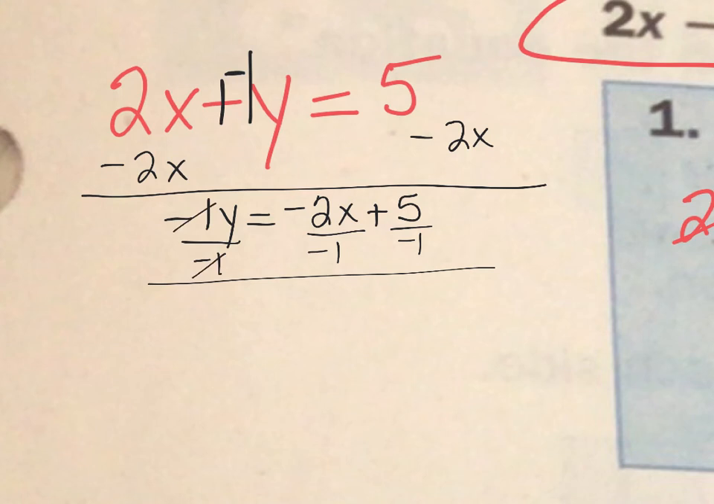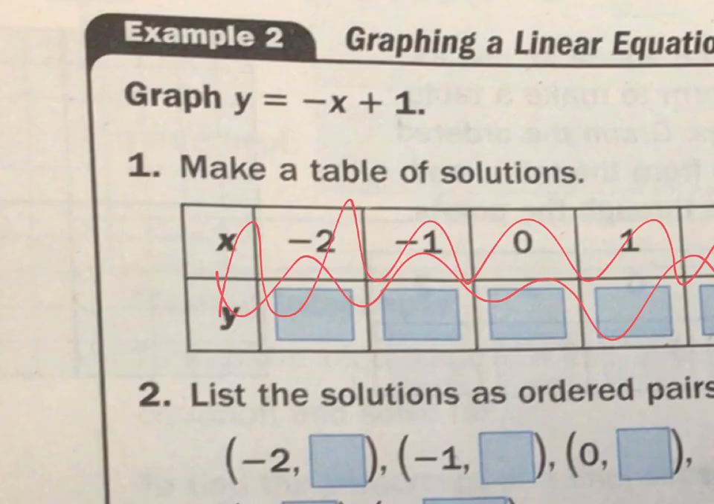So these cancel. Sam, what's y going to equal? Y equals 2x plus -5. I'm going to graph the linear equation y equals -x plus 1. Is y by itself? It's already in function form.